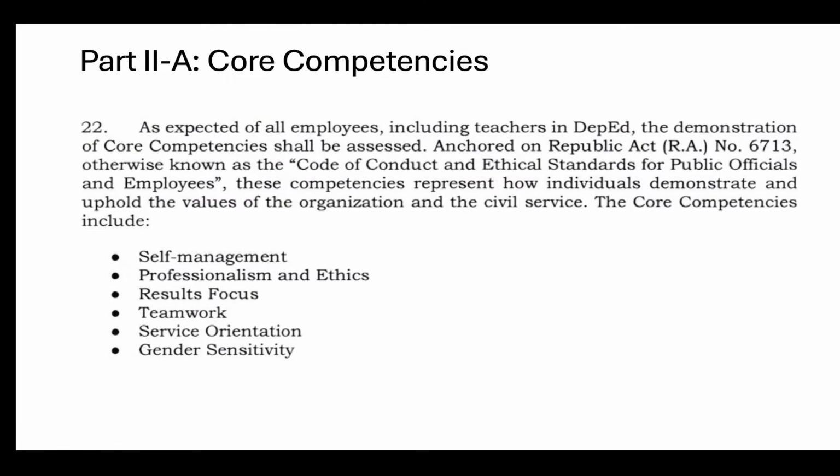So if you notice, before there were core competencies, but they had no bearing on our grade. But for this multi-year guidelines, it already has a bearing, because as you will see later on, this will comprise around maybe perhaps 5% of your grade.